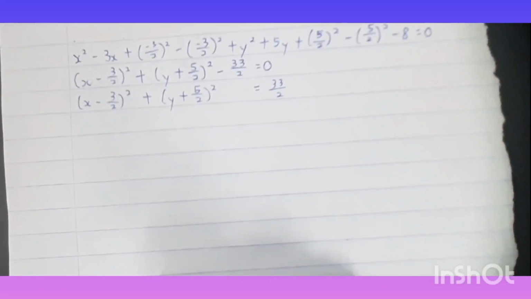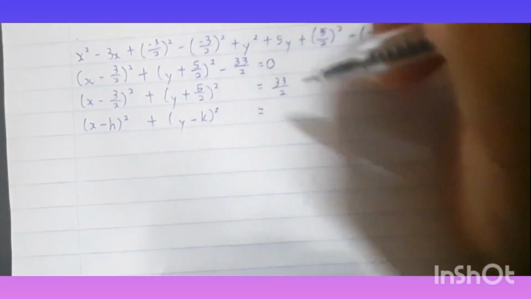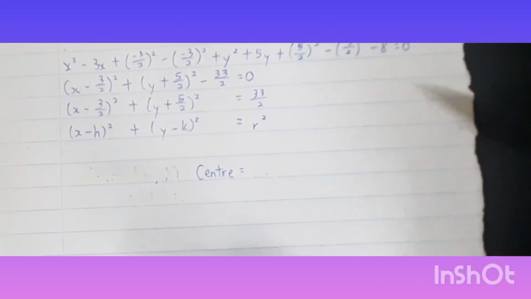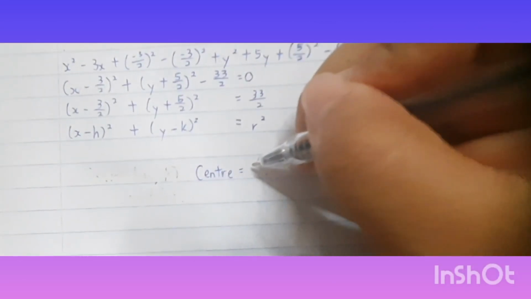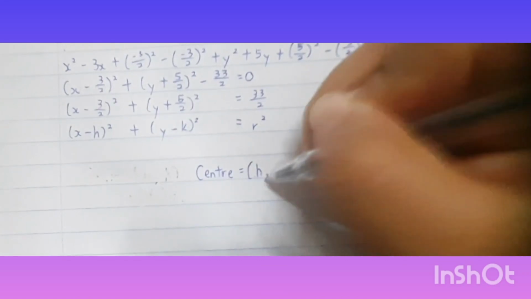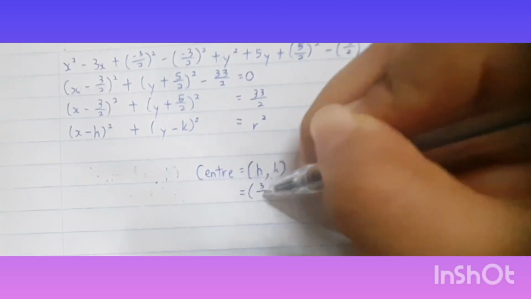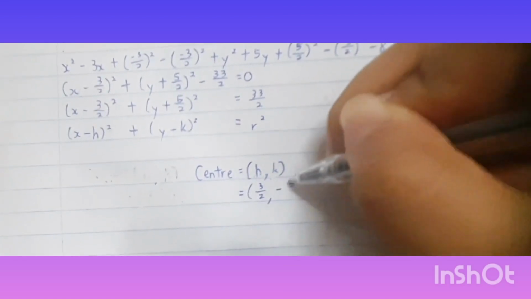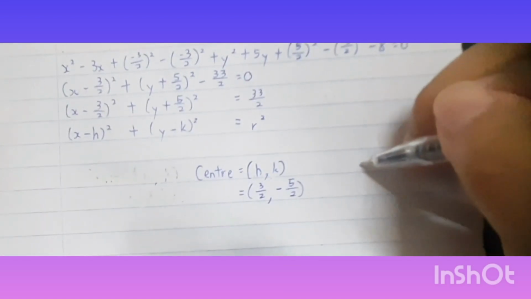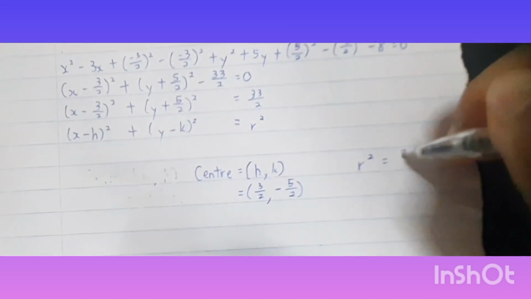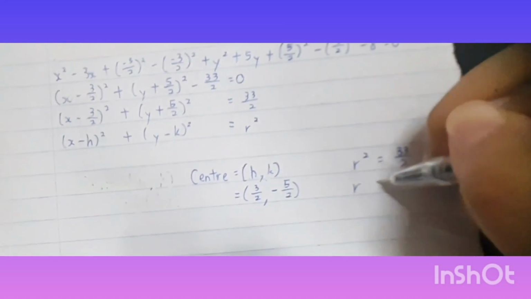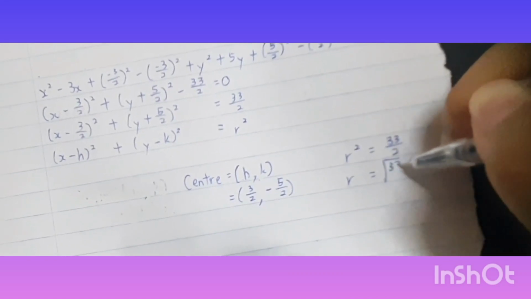The equation for a circle is (x minus h) squared plus (y minus k) squared equals r squared. The center of the circle is (h, k), so it is positive 3 over 2 and negative 5 over 2. Then for the radius, r squared equals 33 over 2. So the radius is the square root of 33 over 2.